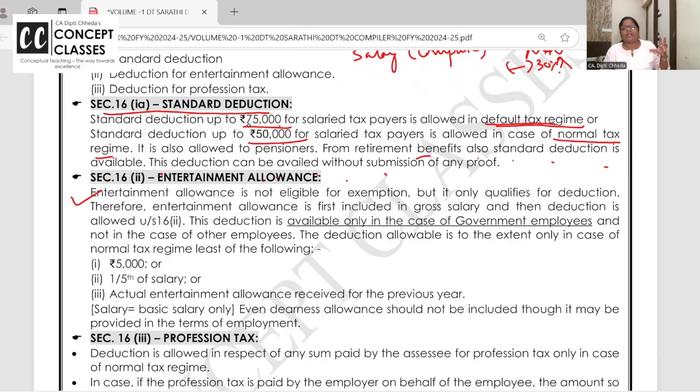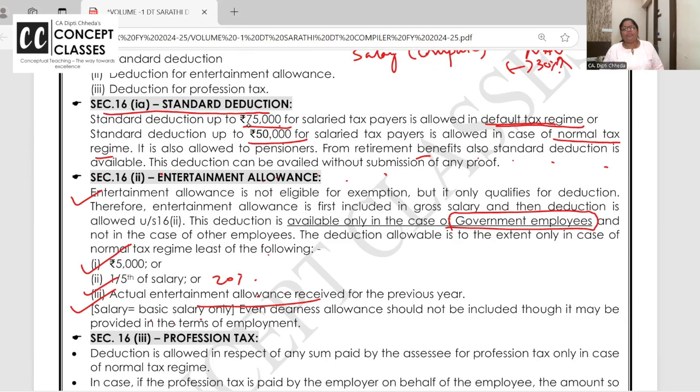Entertainment allowance, whatever the employee is receiving, is taxable. But if he is a government employee, then he gets a deduction. That too, it's like peanuts, of no use. The deduction is 5,000, or 1/5th, that is 20% of salary, or actual entertainment allowance, whichever is lower, and salary here is basic salary.